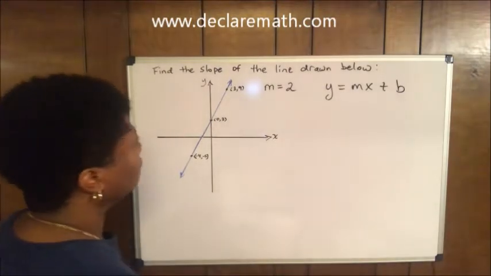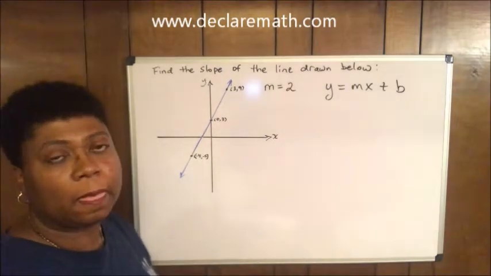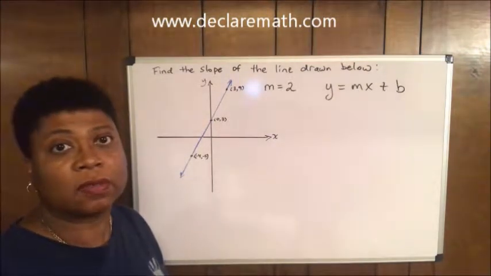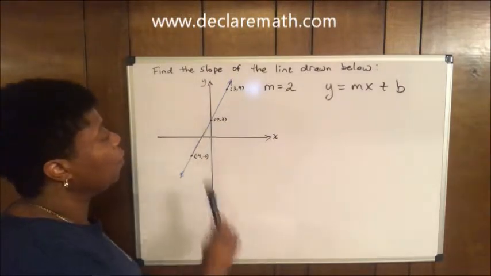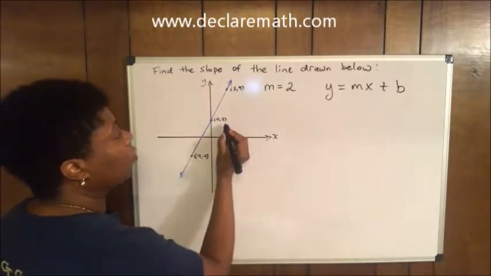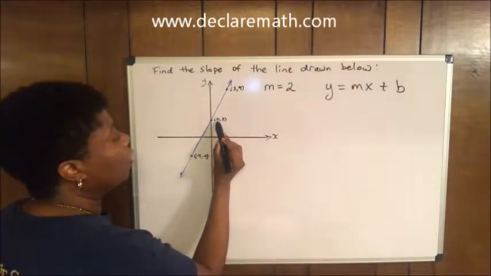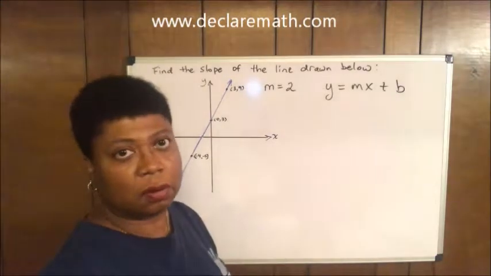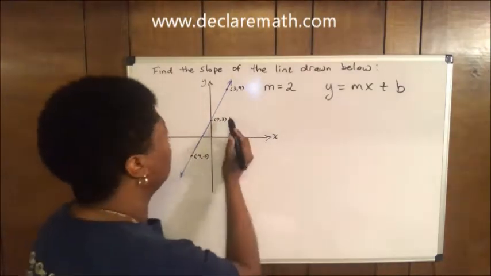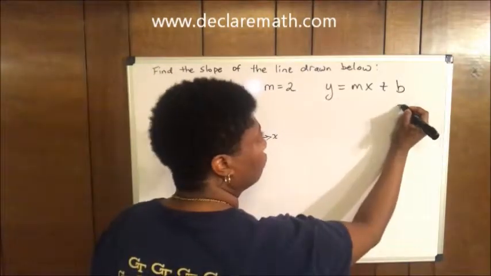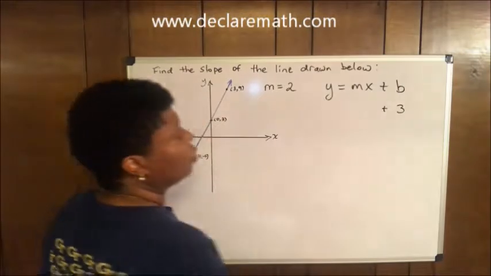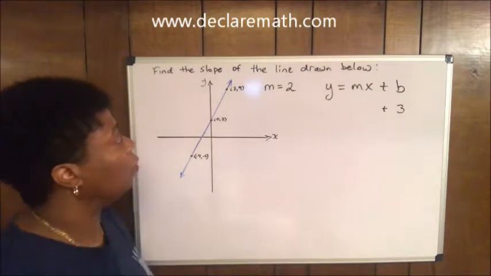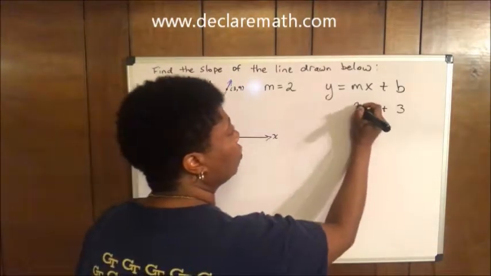So in this case, do we have a point that is on the y-axis? We do. We have a point here, (0, 3). Notice the x-coordinate is 0, but the y-coordinate is what? 3. So guess what our y-intercept is? 3. Okay? So that's a given. Now, m, we said, is our slope. So our slope value is 2.